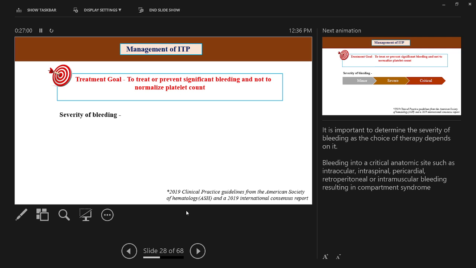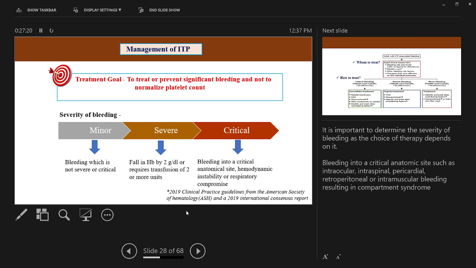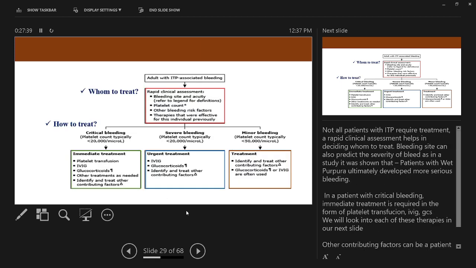Before this, the importance is the severity of the bleeding. The first thing is the minor bleeding category, where the bleeding is not severe or critical. So let's see what is severe bleeding: a fall in hemoglobin by 2 gram per deciliter, or requiring a transfusion of more than 2 units. And a critical bleeding is bleeding into a critical anatomical site, causing hemodynamic instability or respiratory compromise. The critical anatomical sites mentioned are intraspinal, intraocular, retroperitoneal, intramuscular causing compartment syndrome, and pericardial. This categorization was given in the American Society of Hematology Clinical Practice Guideline.